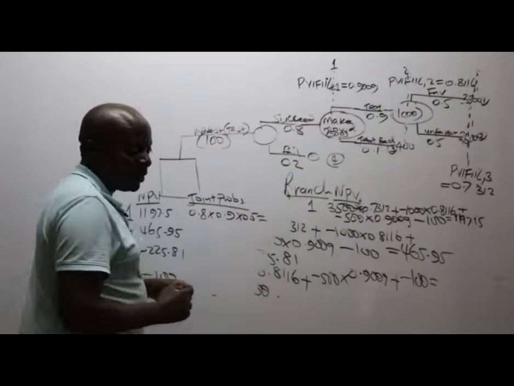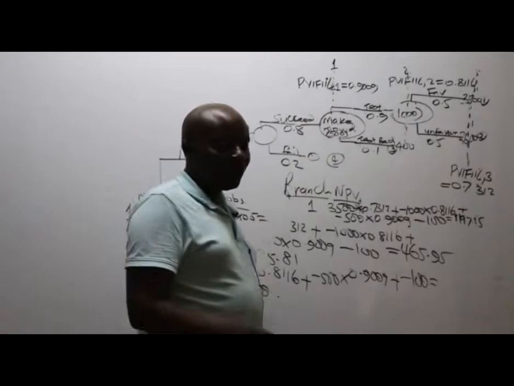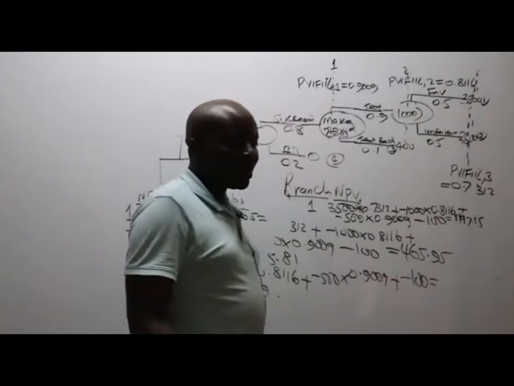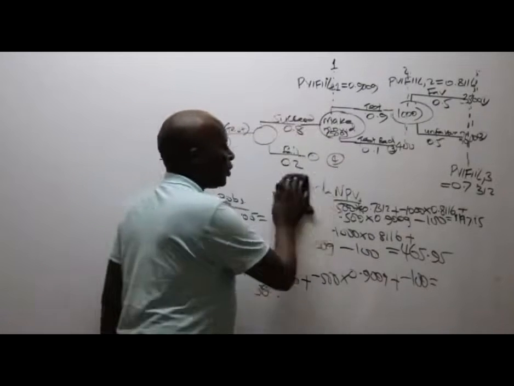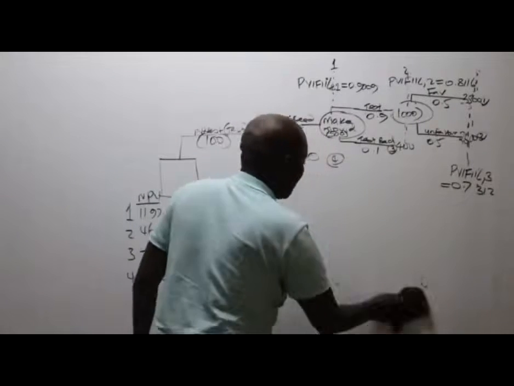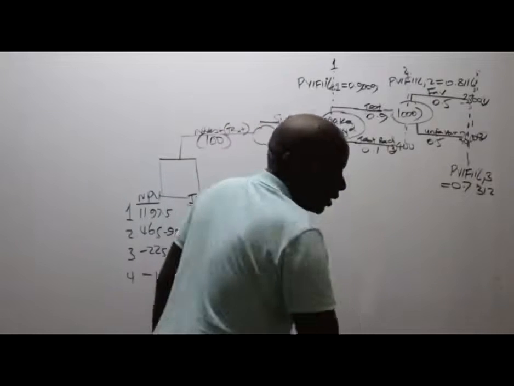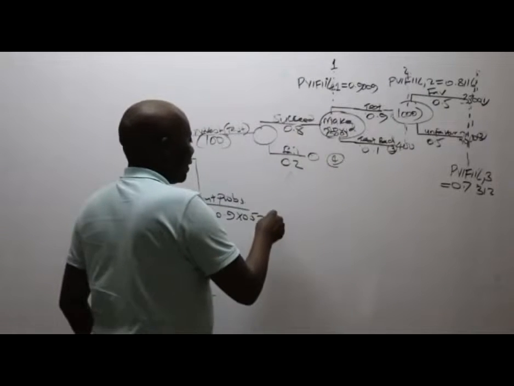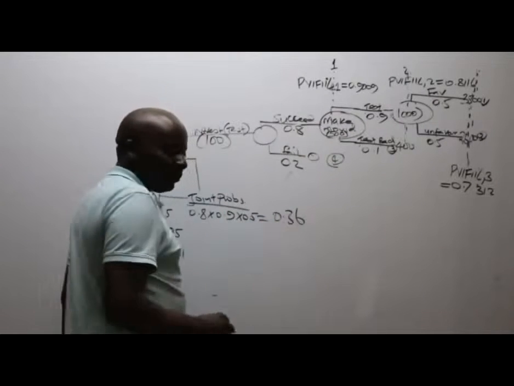Is there somebody who can give me the answer for the joint probability for the first road? Liz tells me this is 0.36. Is that true? Thank you very much.